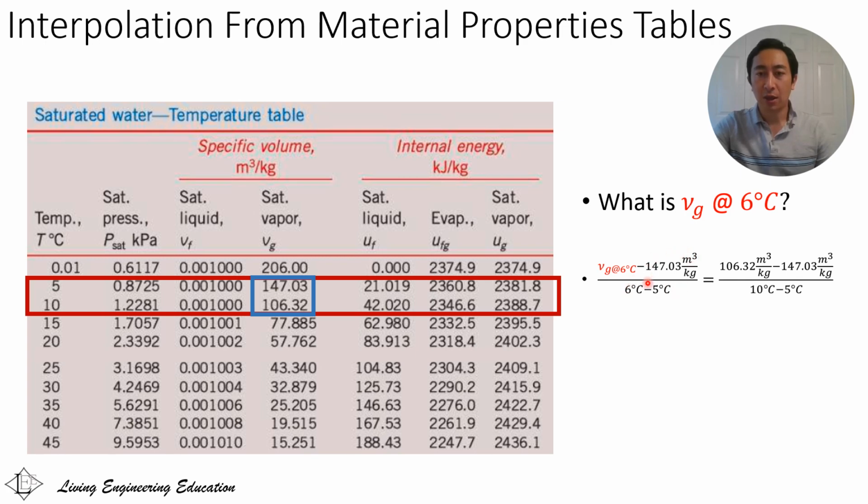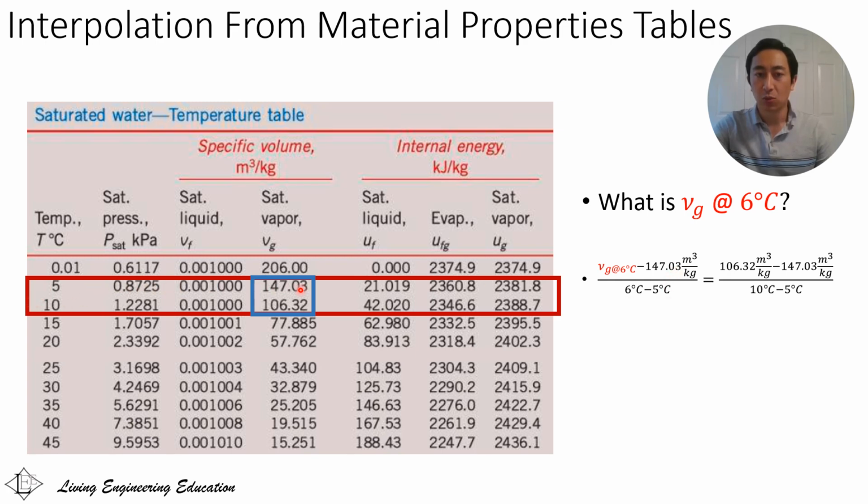So I subtract that by another specific volume, right? I like to keep the units here so that I don't mix terms up. If you just put numbers, it's really easy to mix terms up. So cubic meters per kilogram, I want this to be the specific volume of saturated vapor at 5 degrees, so 147.03. And I divide that by the run, or the x values. So I take, right, you've got to be consistent. So this temperature has to be matched with this specific volume, so 6 degrees, minus the temperature that matches this specific volume, which is 5 degrees.